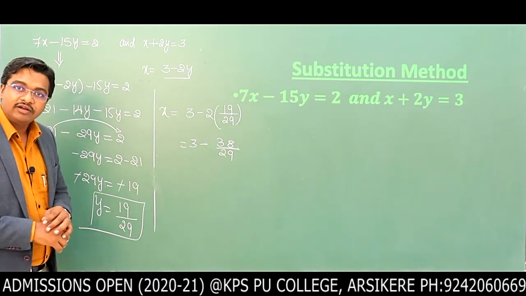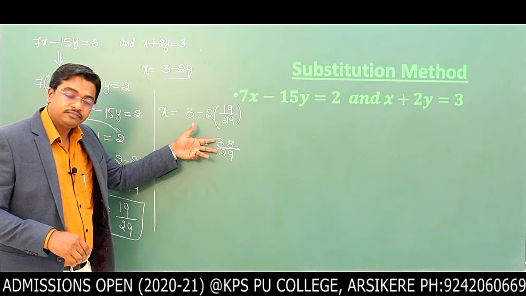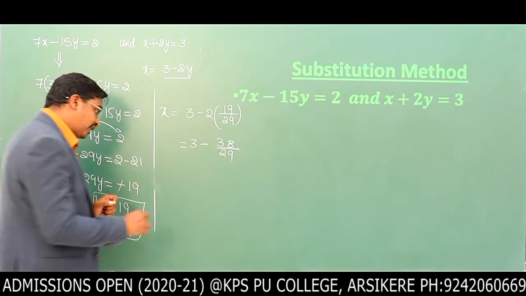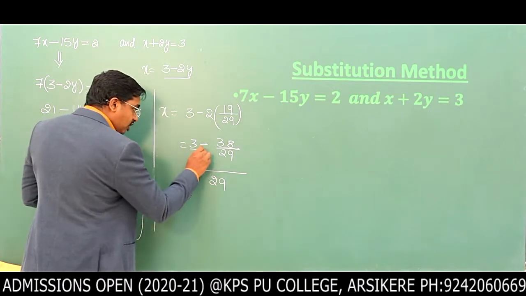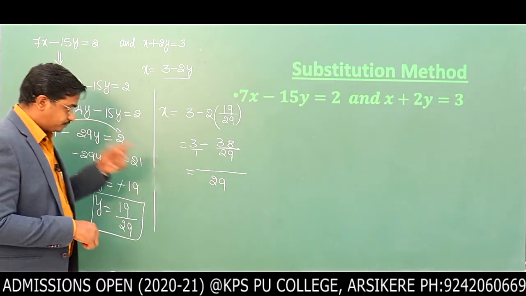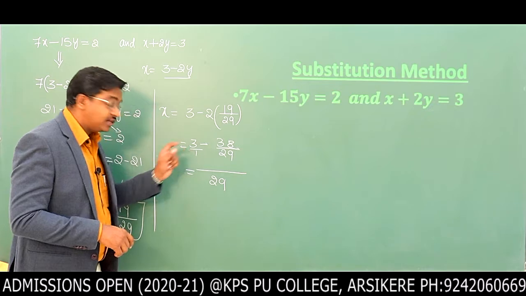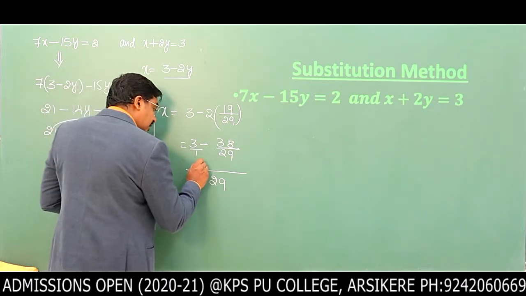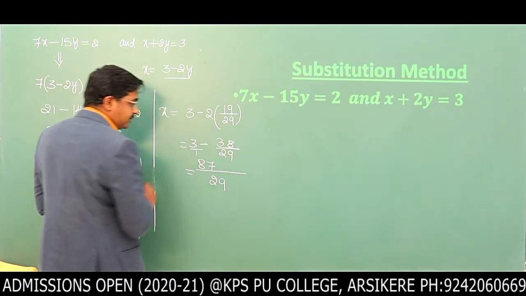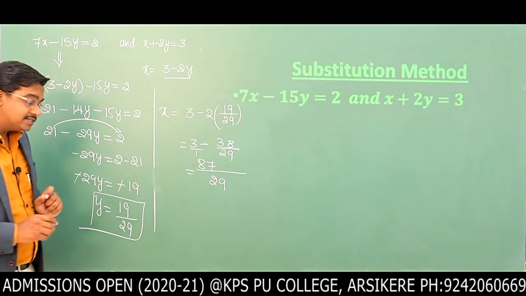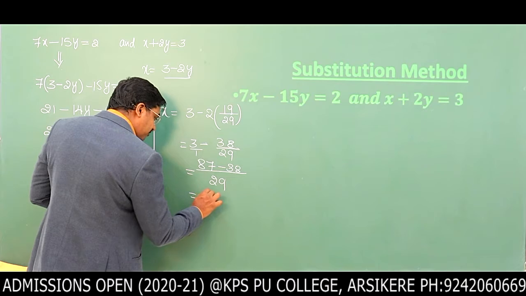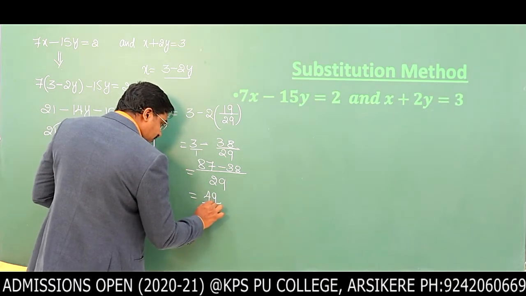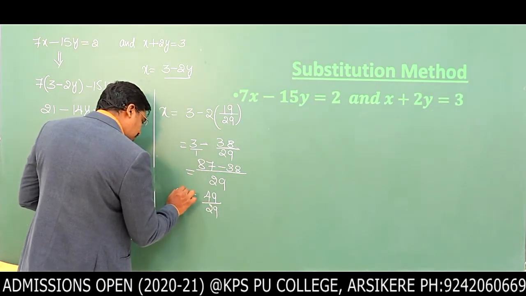Okay, there is no common factor for these two. Again, what is the LCM? Very good. 29 is the LCM. So here the denominator we have 1. So 29 into 3 becomes 87. It becomes 87 minus 38 as it is. So we are left with 49 divided by 29. This is the value of x.